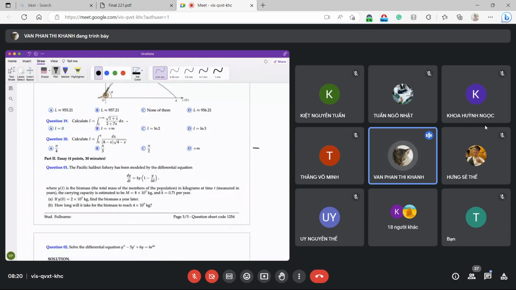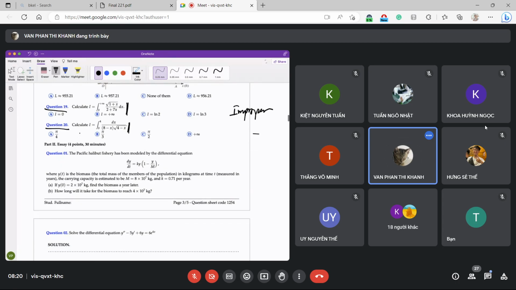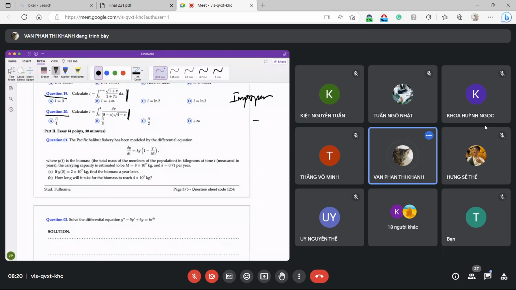Have you learned how to evaluate the improper integrals? Yeah, so please solve problems 19 and 20, please. Solve these two problems and we stop.